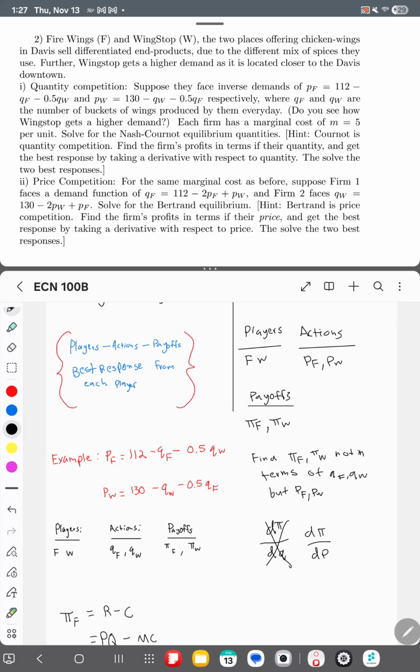That's the only difference. The steps are all the same. You would calculate profits, which is always revenue minus cost, and then you would take derivatives with respect to prices, and then you would solve for the two equations that you get. And that's it. Okay? Any questions about the steps?